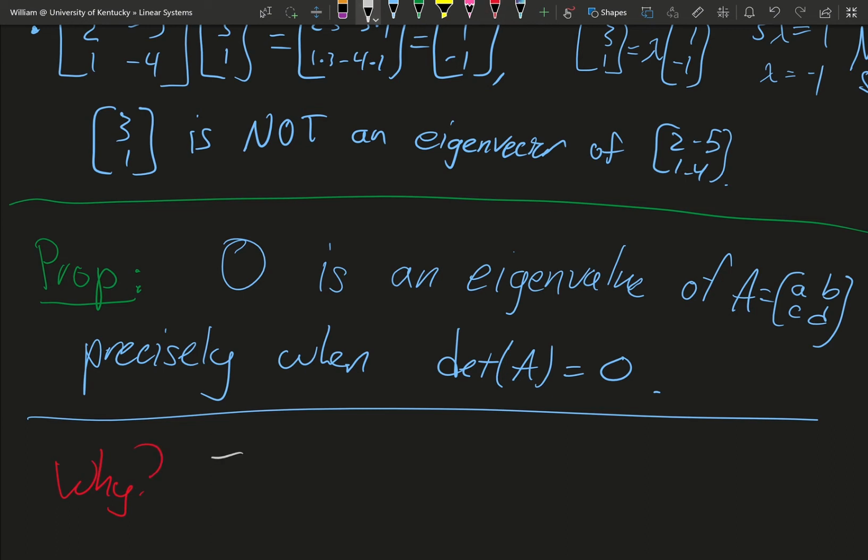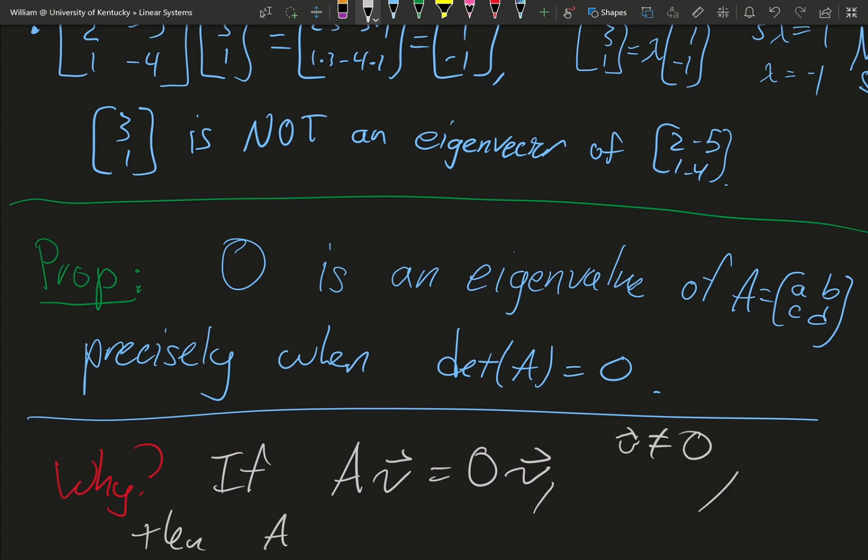Well, if A times some vector V equals 0 times some vector V, for some non-zero vector, then A is singular. And as we just discussed before, if A is singular, its determinant is 0. All right.